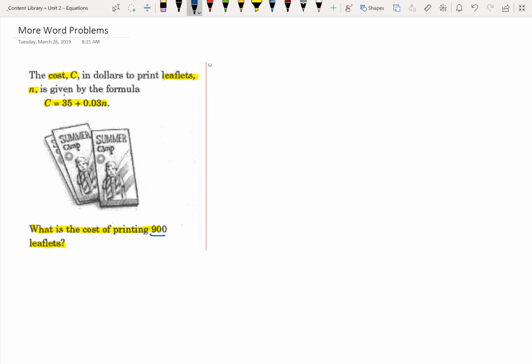So I'll underline 900 leaflets because that is some important given information. I don't want it to get lost in the highlighting. And the rest of it is what is being asked. What is the cost of printing 900 leaflets? So that's what's being asked.